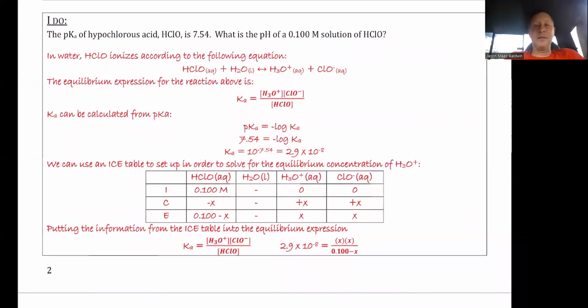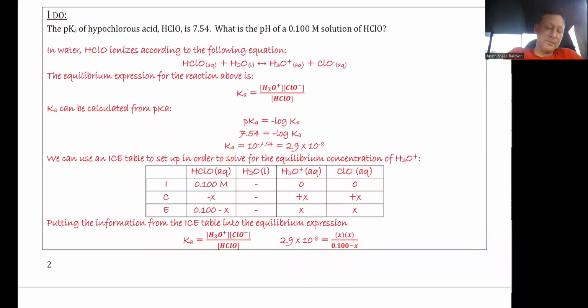Well, here's where it all comes back to things that we learned in Unit 7. Let's step through one here. We're given the pKa of hypochlorous acid is 7.54, and then we're asked, what is the pH of a 0.1 molar solution of HClO? You have to first recognize that HClO is a weak acid because it's not one of the 6 strong acids. And we're given pKa.